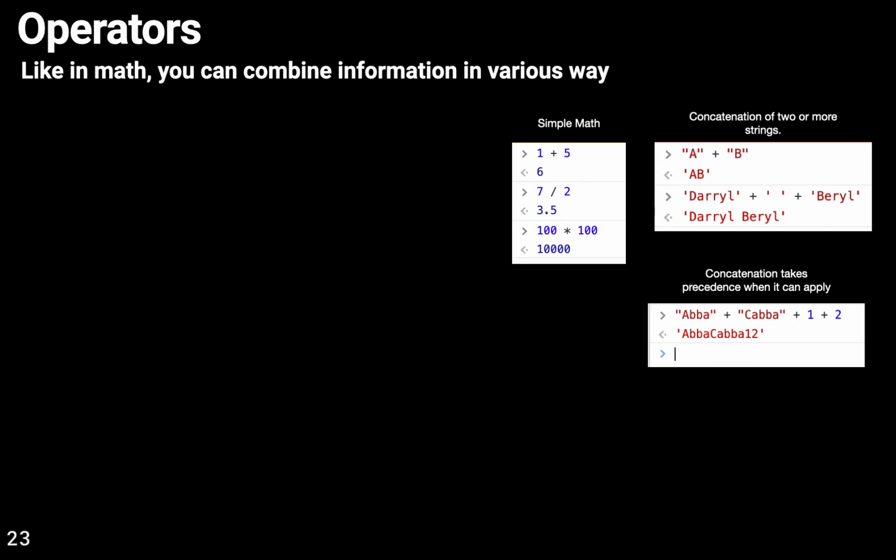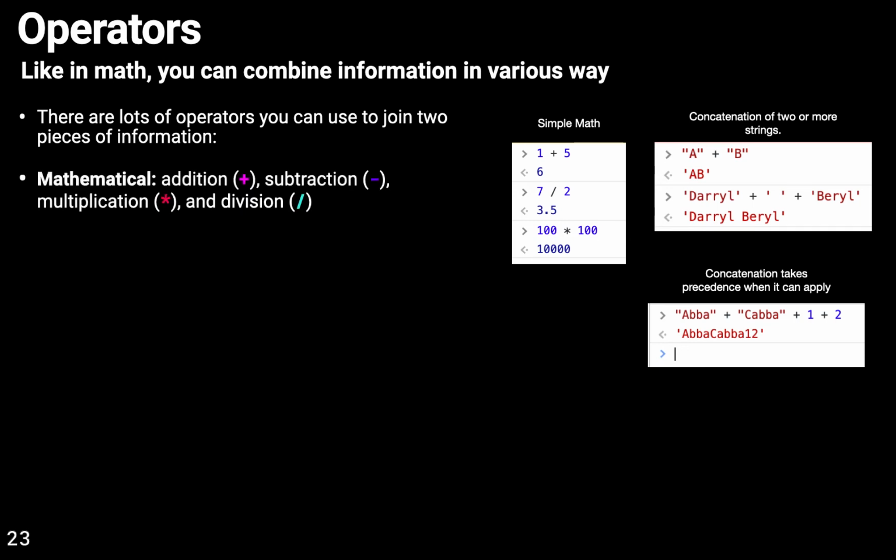Similar to math, this is the basic way you can combine information to make new information, right? There's lots of operators that you use to join two pieces of information, two raw pieces of data. Most of the fundamental ones are mathematical. So addition is the plus symbol, subtraction is minus, or the dash, multiplication is the asterisk star, and division is the forward slash. So you see on the right hand here, 1 plus 5 is an operation, right? The result of that operation is 6.